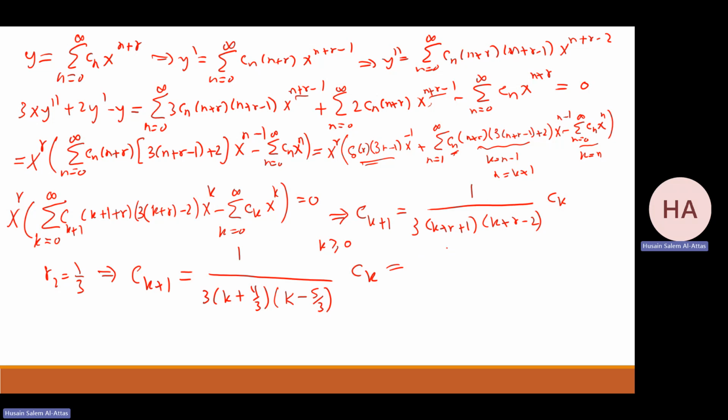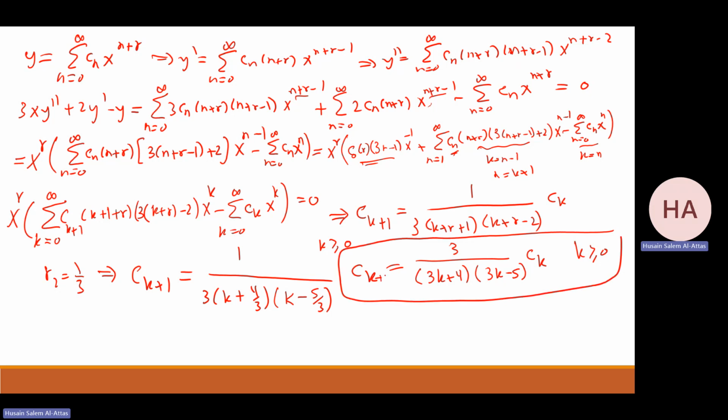Okay. So I have 1 over, yeah, I can leave it like this, or I can simplify it, which is what? 3k plus 4, and this has what? 3k minus 5. And this is 3. And that should be 3. Since it's over 3, then I take it to the numerator, where k is greater than or equal to 0. So this is k plus 1. Yeah, this would be my recurrence relation.